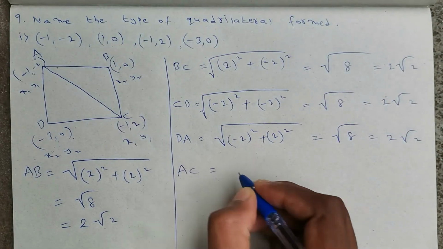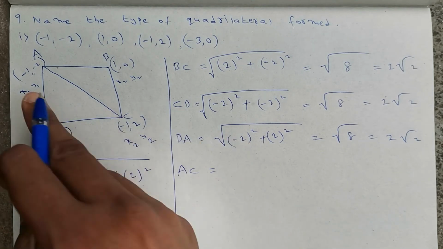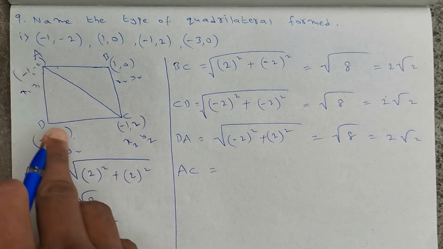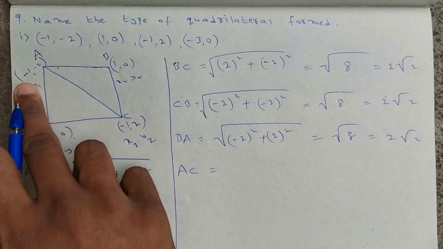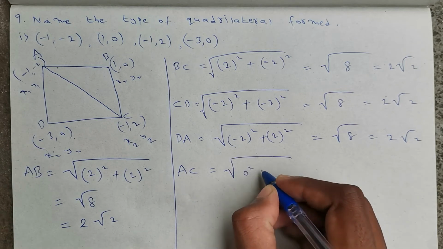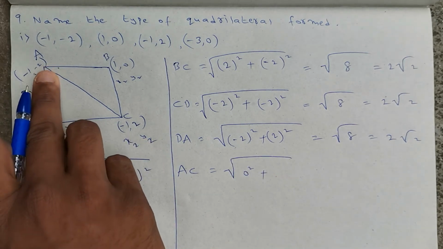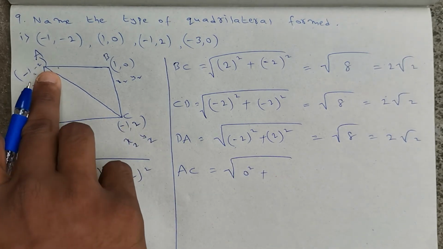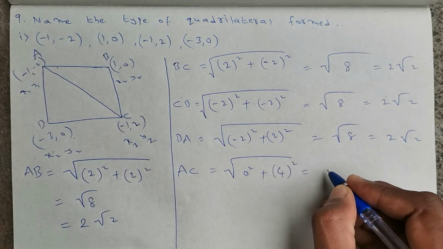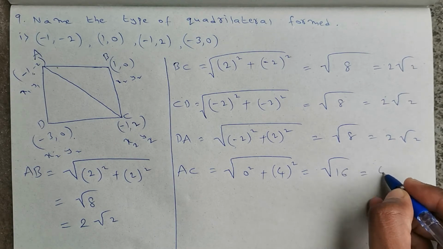First diagonal AC. AC distance. I am taking this as x2, y2, and this is x1, y1. x2 minus x1. This is already -1. Now it will become +1. -1 plus 1, 0, 0 square. Plus. This is already -2. Now it will become +2. 2 plus 2, 4, 4 square, which is equals to under root 16, nothing but 4.